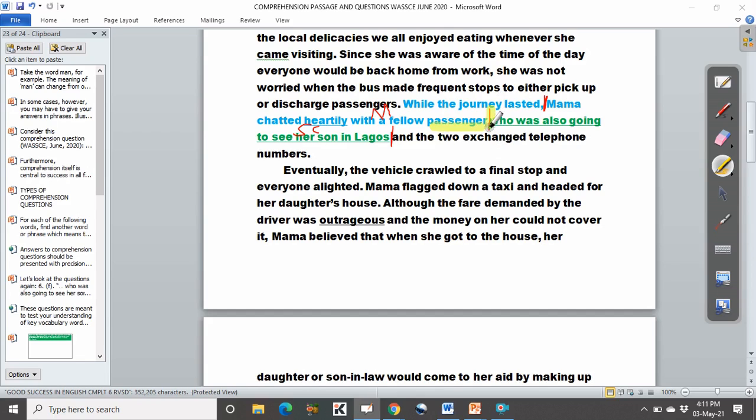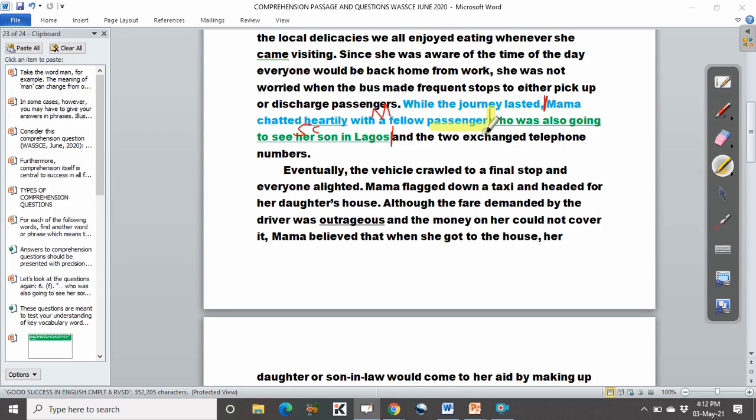So this we have to identify. We use the border principle. When we take note of the border here, don't forget it's a grammatical border. It's not the border of a country. One component of the sentence is sharing a common border with another component of the sentence, and the word that is closest to this expression is "passenger".